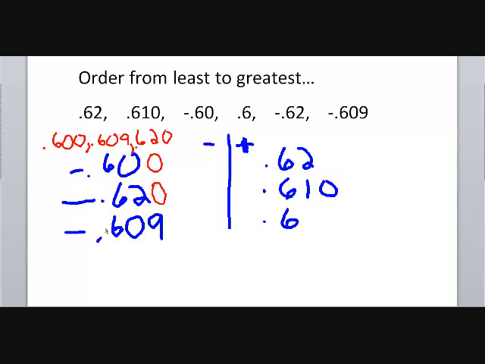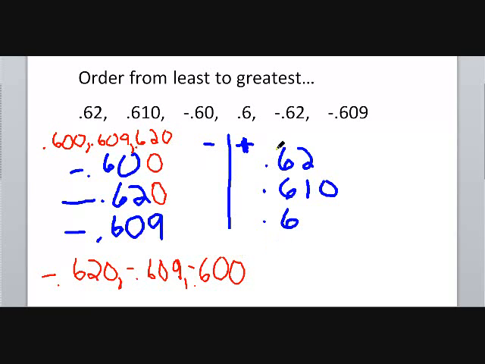What was the biggest number becomes the smallest number, negative 0.620. Next would be the middle number, negative 0.609. And finally, negative 0.600. What was the smallest number becomes the biggest number.